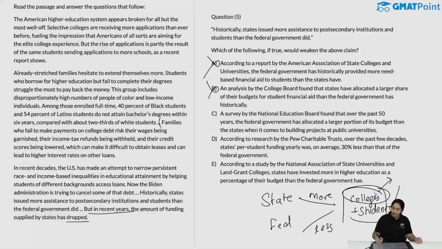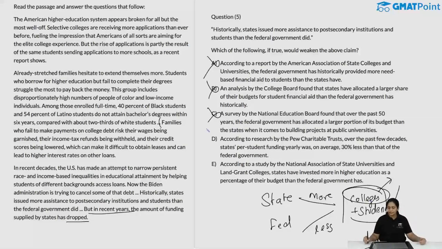So even if a part of the money given to colleges is more from the Fed than the state, the overall money that they get might be greater from the state than the Fed. If the state gives more money to the students, or more money for the educational faculty, etc., then the particular statement would still stand. So C is also incorrect.